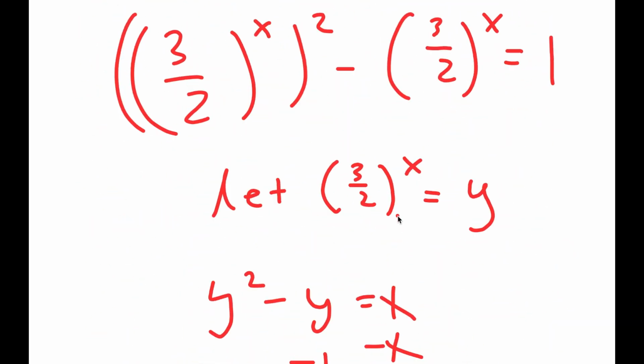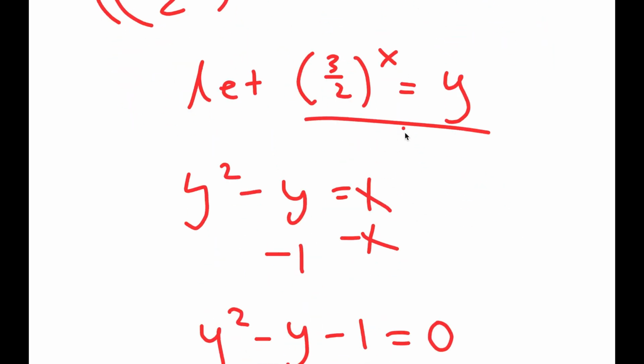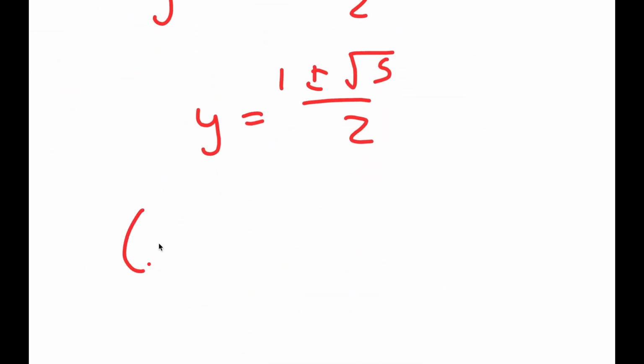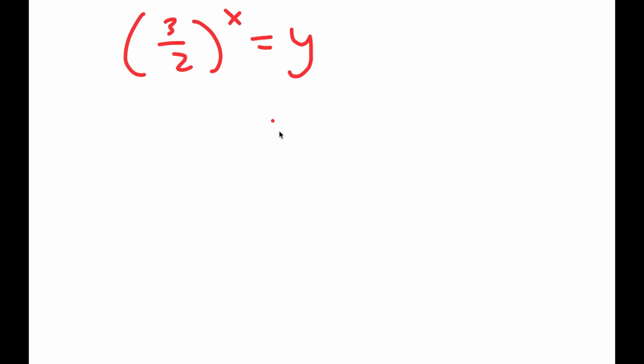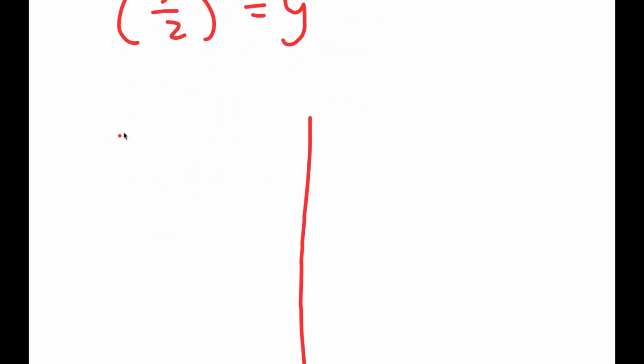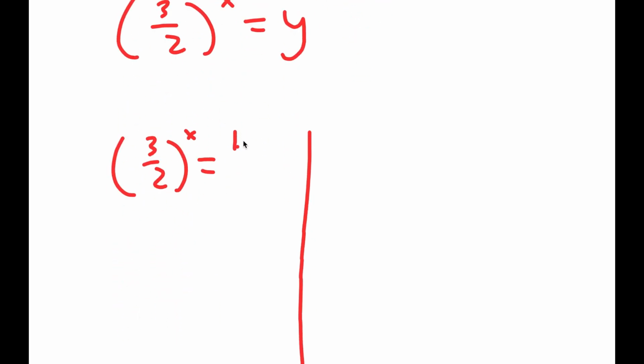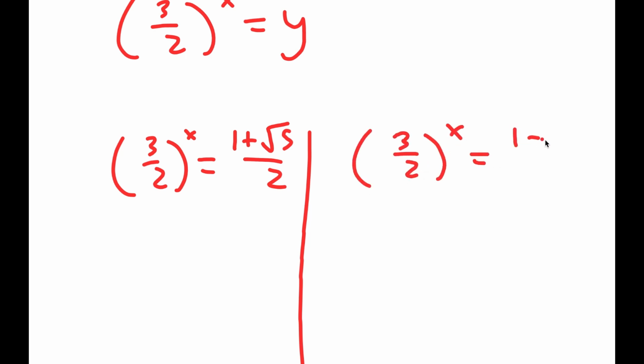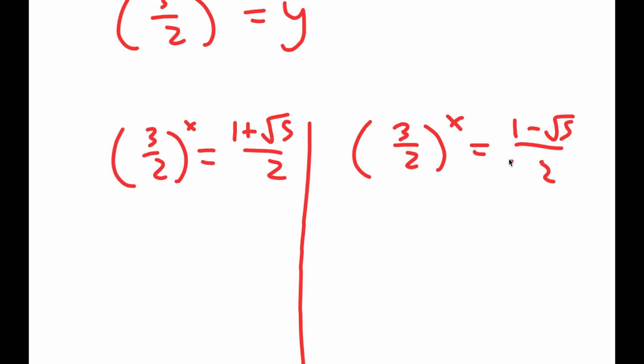So now that I have the value of y, remember we're solving for x, not y, so I'm going to bring this back in. 3 over 2 to the power of x is equal to y, so now I get two equations. I have 3 over 2 to the power of x is equal to 1 plus the square root of 5 over 2, and 3 over 2 to the power of x is equal to 1 minus the square root of 5 over 2.